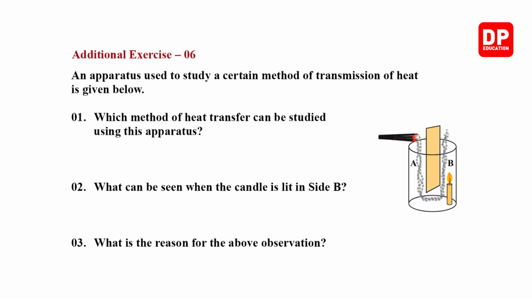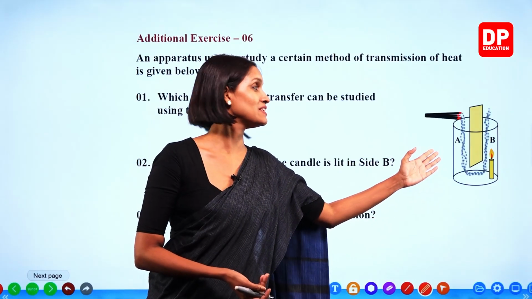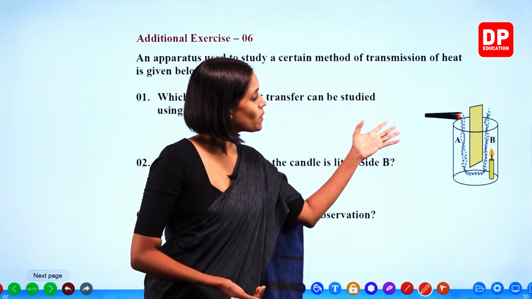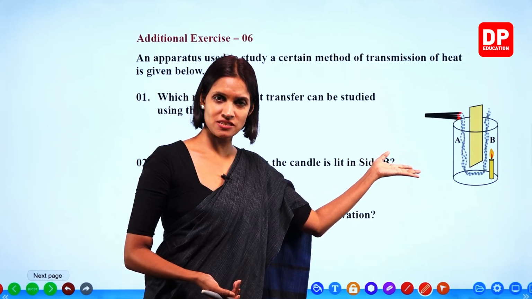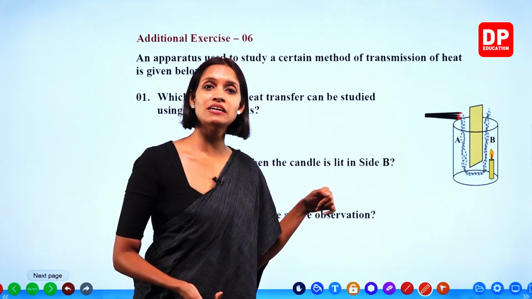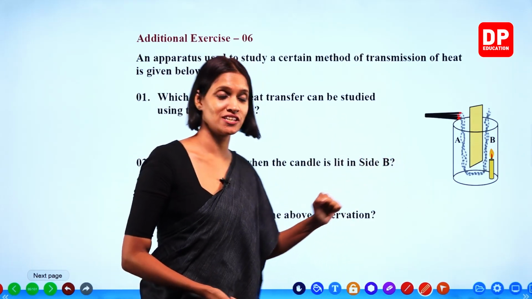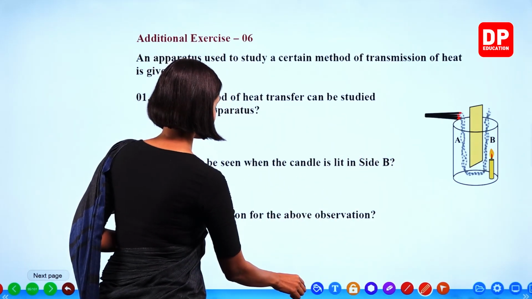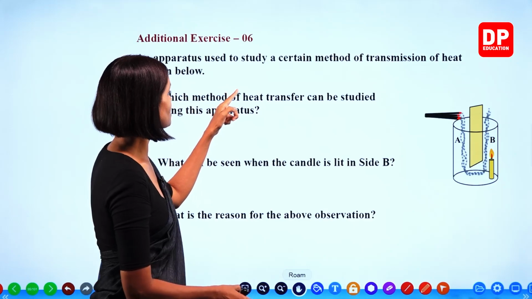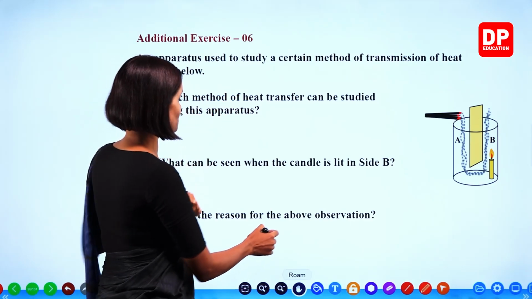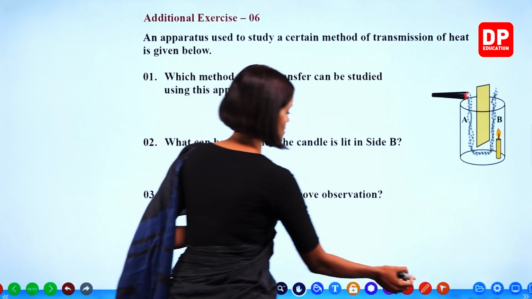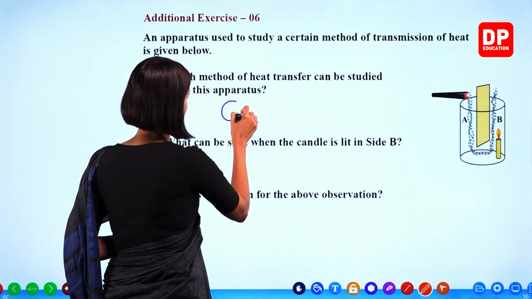Exercise 6. An apparatus used to study a certain method of transmission of heat is given below. Do you remember we did this activity? So what did we study by using this set, children? We studied a certain method of transmission of heat, that is convection, right? So, which method of heat transfer can be studied using this apparatus? What is the method, children? Convection.